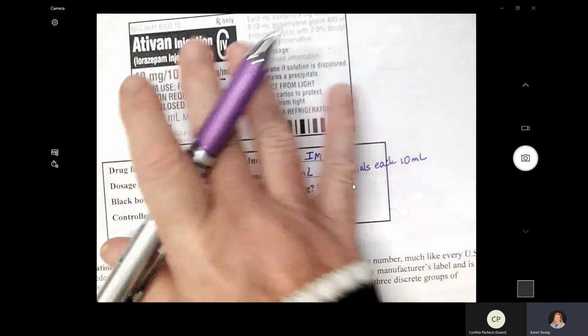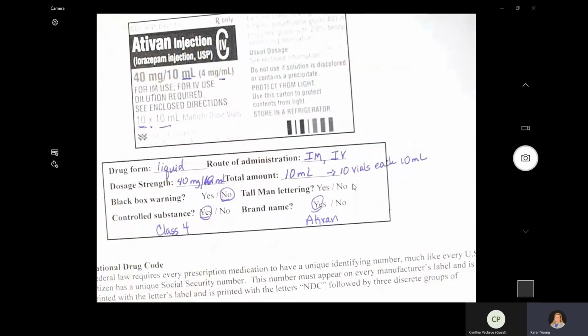We'll see more of that when we get into the reconstitution, but if you can't find it on the drug label, then look in the large print, look in the small print.